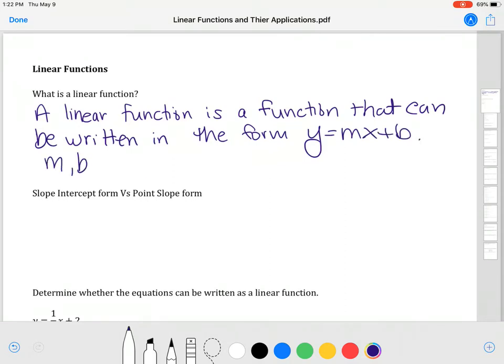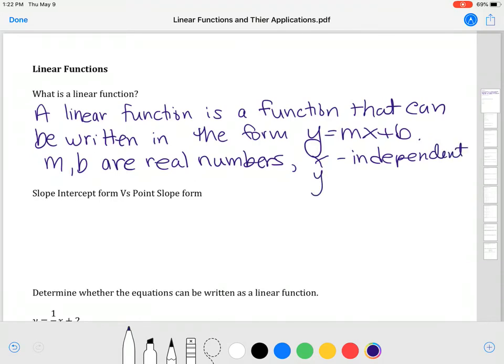M and b are real numbers, meaning they can be any constant number from the real number line, and then x is your independent variable, and y is your dependent variable.